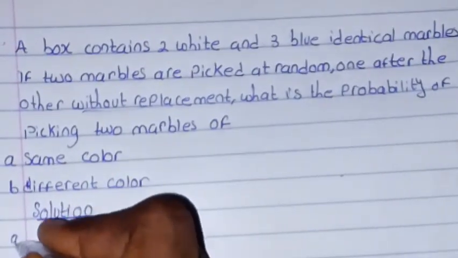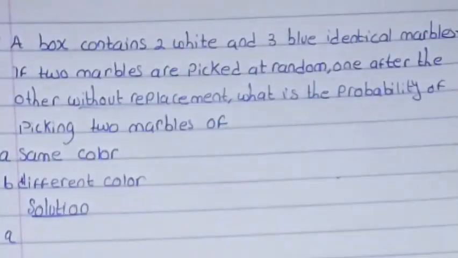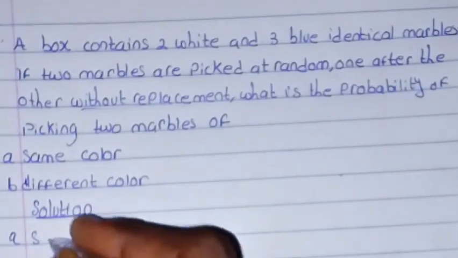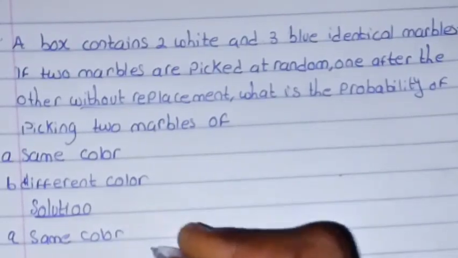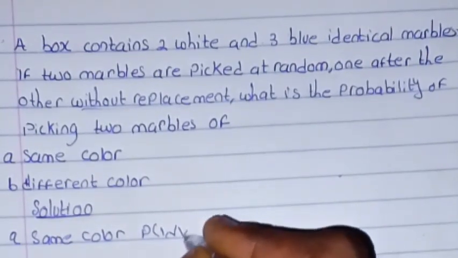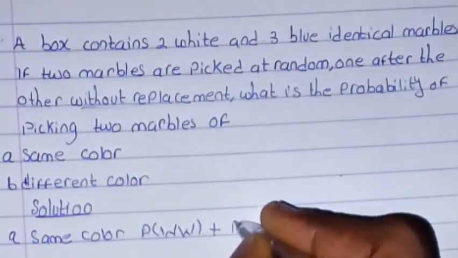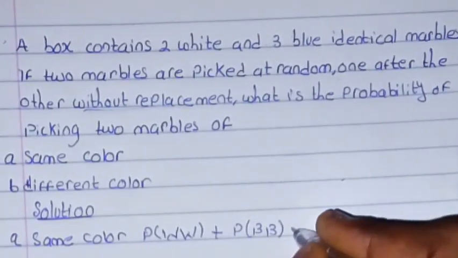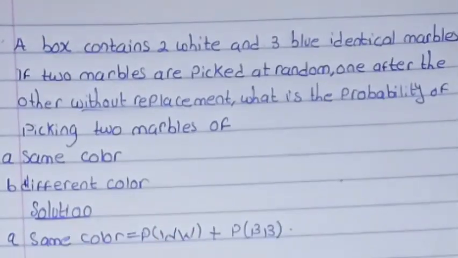Now let's solve option A first. The same colors. If you look at the question, we have two colors, white and blue. So the probability of picking the same color becomes the probability of picking white, let's represent that as WW, plus the probability of picking blue. So this is the probability of picking the same color.